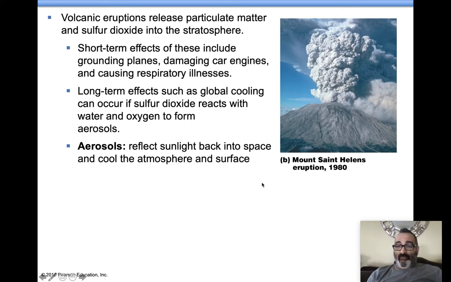When there are volcanic eruptions, they can change air travel. Sometimes there's no visibility, you can't even see, depending on how bad an eruption is. So it's a major problem for pollution when you have volcanic eruptions.